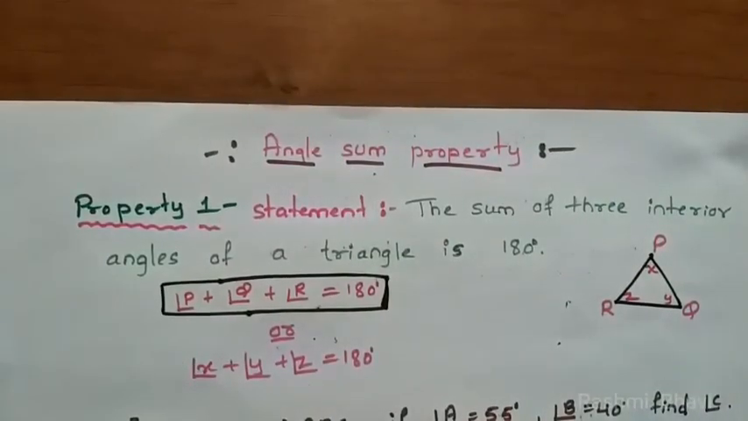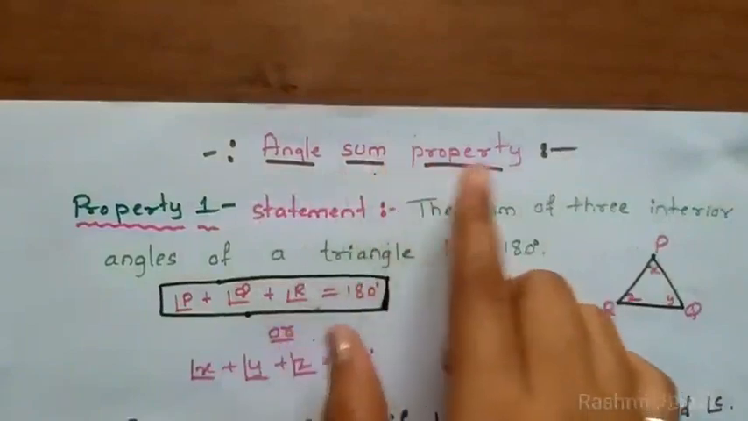Hello everyone. In the first video, we will discuss the definition of polygons, types of polygons, and classification of polygons. Now we are going to discuss the angle sum property.